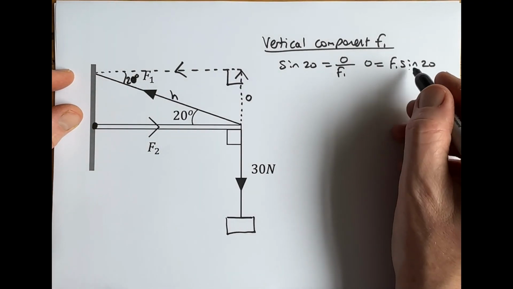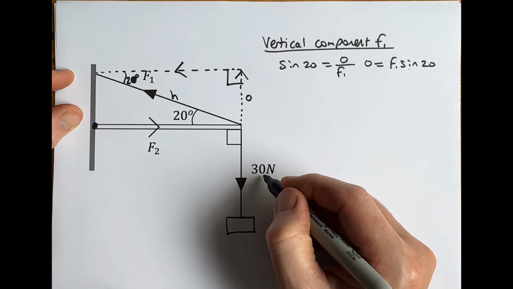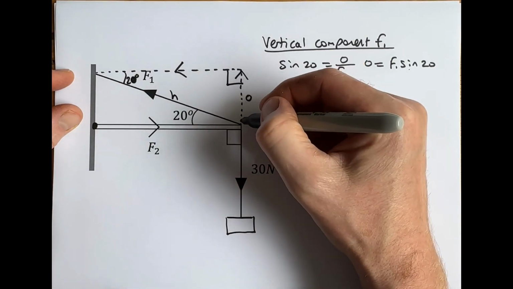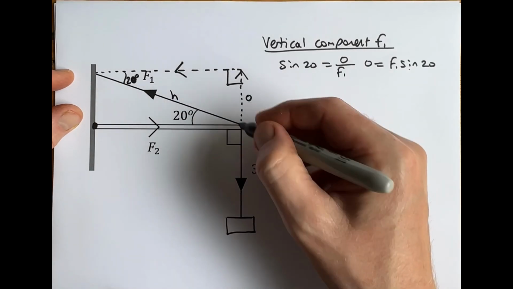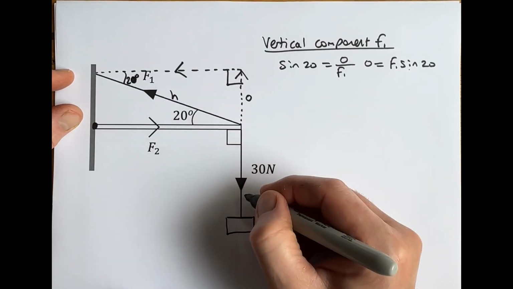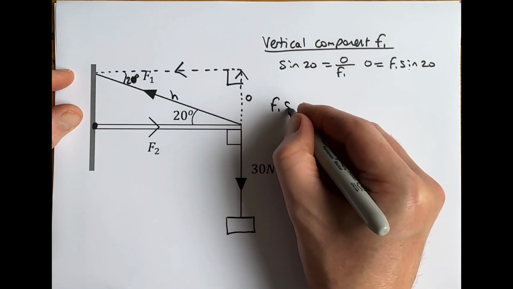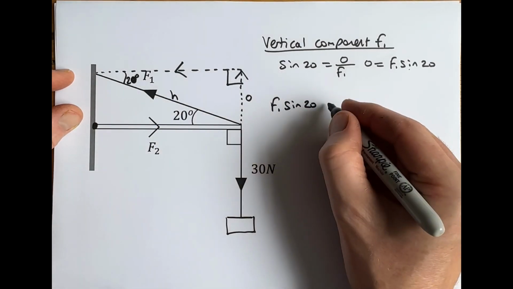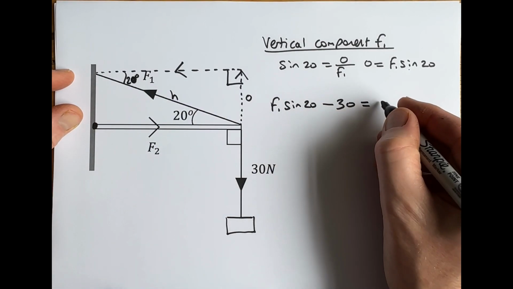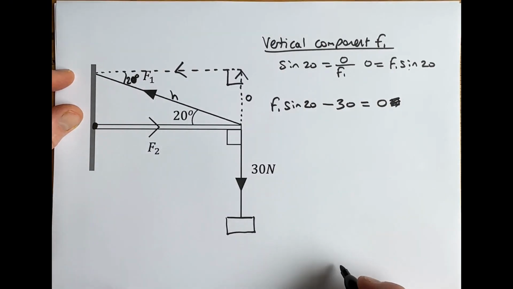Now, we know that the vertical component of F1 has to be equal and opposite to this 30 Newton force here, because this vertical component is acting upwards, this 30 Newton force is acting downwards, and there must be zero resultant force. So these must be equal and opposite. So another way of saying that is F1 sine 20, which is the vertical component of this force F1, minus 30 must equal 0 newtons. Okay, don't really need to write the newtons there.